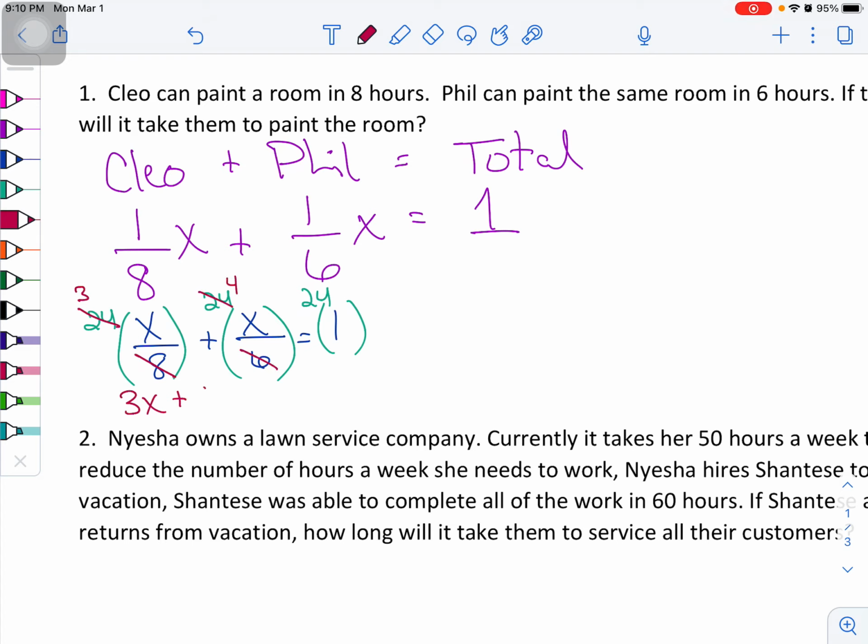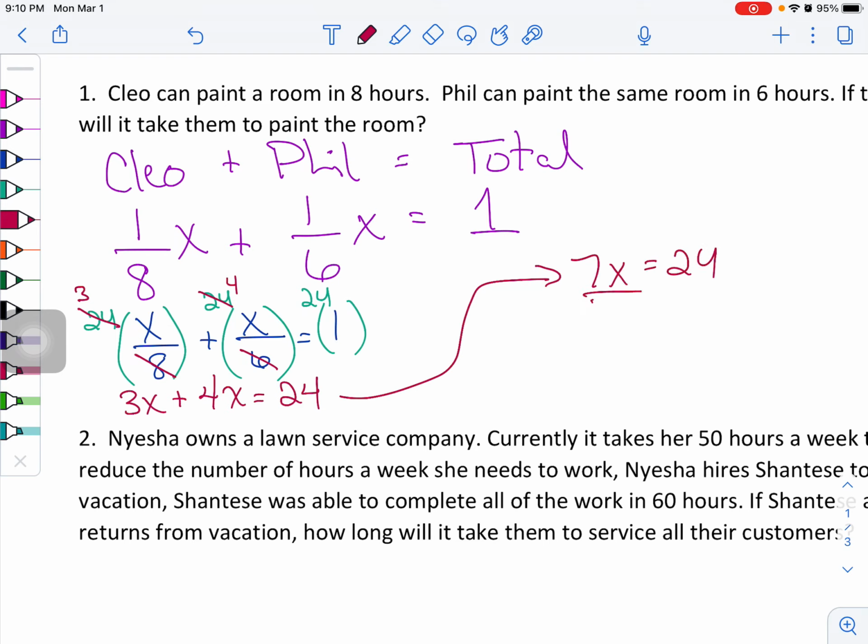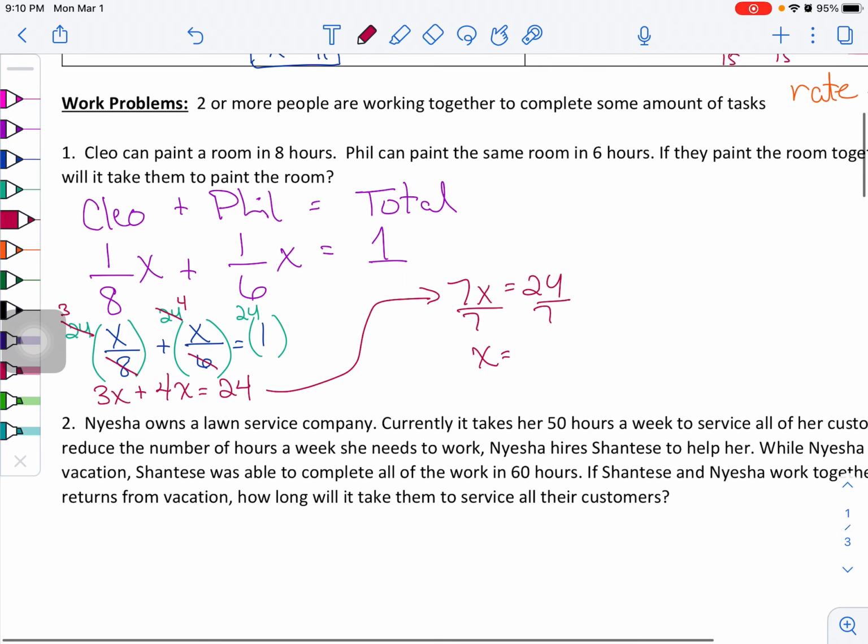So 8 goes into 24 3 times, so I have 3x, plus 6 goes into 24 4 times, so there's 4x. And then I'm going to take 24 times 1. So that's going to equal 24. Combining terms here, I'm going to just slide this over here to give myself some space. 3x and 4x makes 7x. That's going to equal 24. Divide both sides by 7. X is equal to, now I'm going to do, on my calculator, 24 divided by 7.